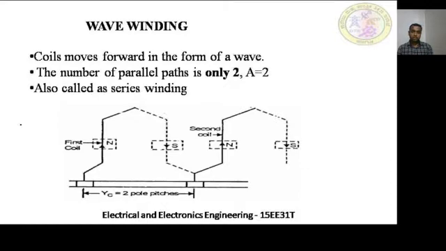Next, wave winding is also called series winding. Here, the first coil and the second coil are connected in series. The second and third connectors in the commutator segment form a coil side, and they are connected to the commutator segments in series.